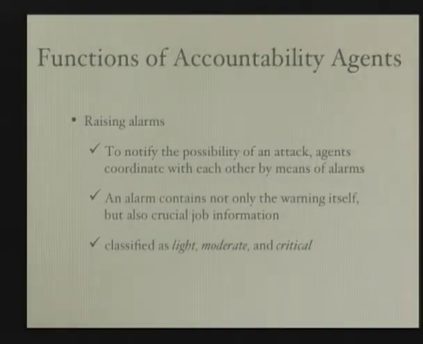And then if an anomaly is detected, the agent issues alarms based on the severity of the threat and the likelihood that the anomaly is in fact an attack. Raising alarms is to notify of the possibility of an attack. Agents coordinate with each other by means of alarms. In this case, an alarm contains not only the warning itself, but also crucial job information like handler information, job ID, alarm issuers' identities, and destination information about possible attacks. This alarm is classified as light, moderate, or critical based on the severity of the threat.